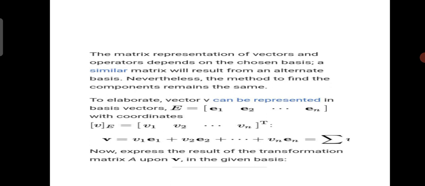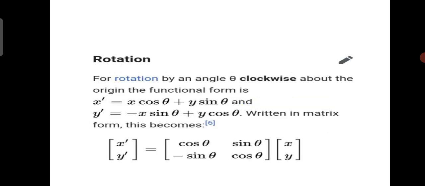To elaborate, a vector can be represented in the basis of vectors e1, e2, ..., en, so that v = v1 e1 + v2 e2 + ... + vn en. You can write this in summation form. Now we express the result of the transformation matrix A upon v in the given basis.